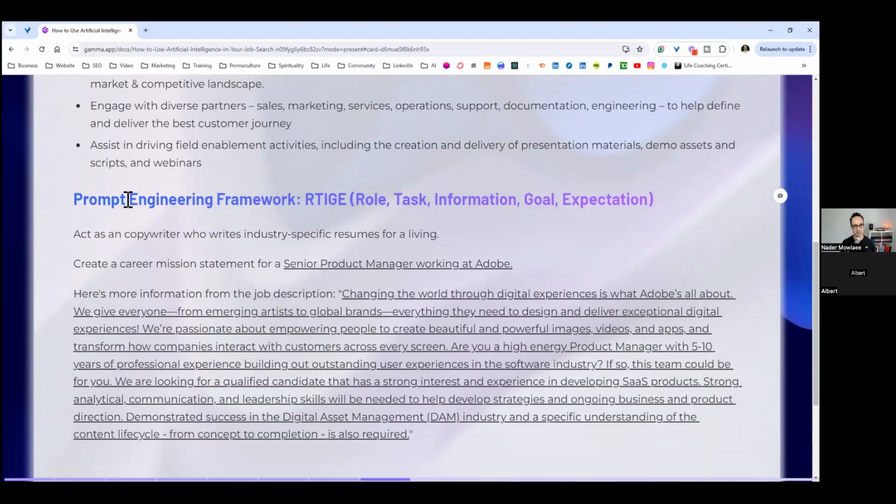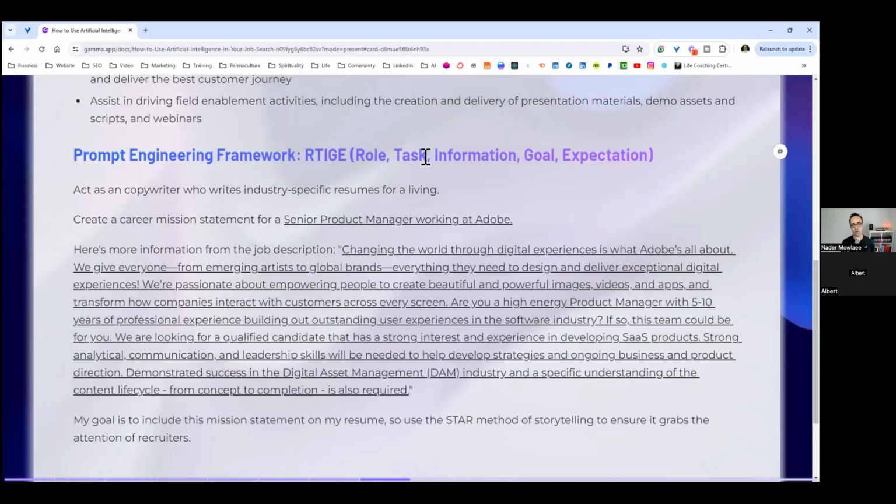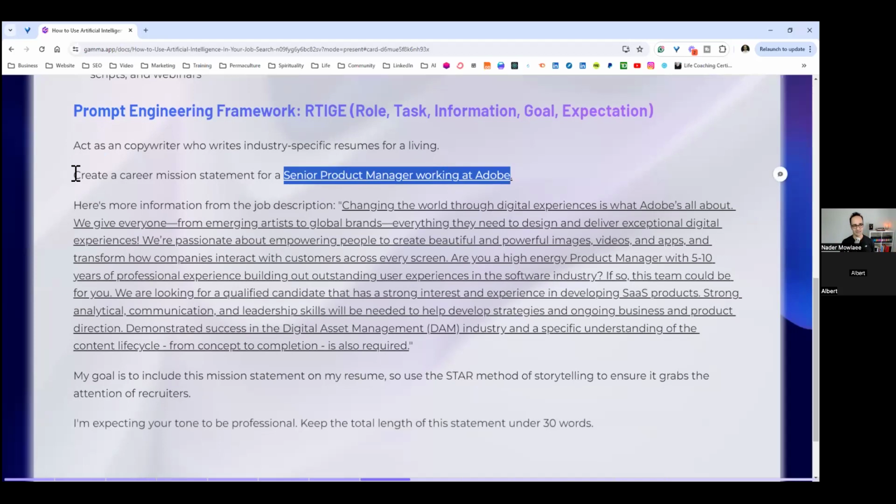I'm using ChatGPT, using this frame: the role, task, information, goal, expectation. So it's a 5-step framework that allows us to generate a mission statement and later on a cover letter that is going to be powerful, impactful, insightful, different, and effective, which is the most important thing. What I have underlined here is what you're going to replace with the information you get from the job description of your interest, but everything else remains the same.